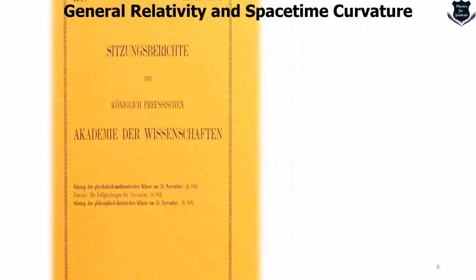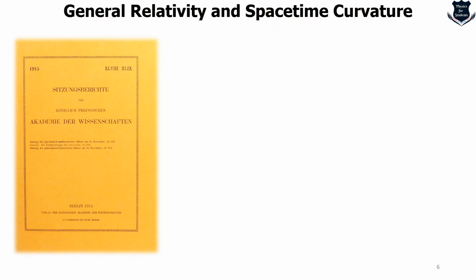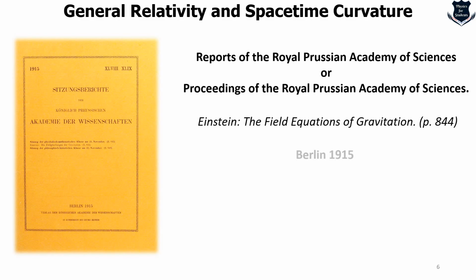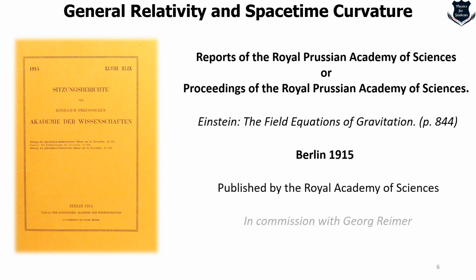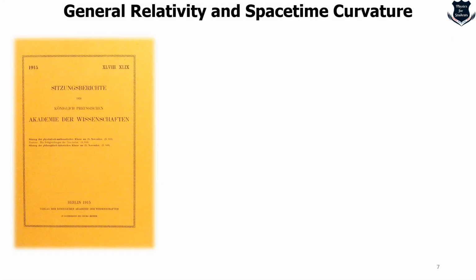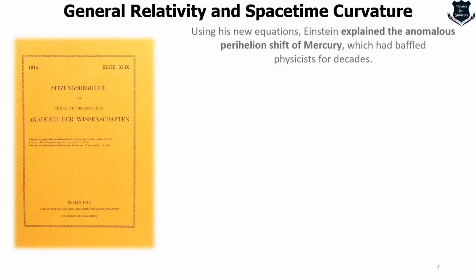This was the original paper, written in German. Translated to English, it is called Reports of the Royal Prussian Academy of Sciences, Einstein, The Field Equations of Gravitation, Berlin 1915. It was published by the Royal Academy of Sciences in commission with George Reimer. This paper carries particular importance because this is where Einstein's field equations came in.